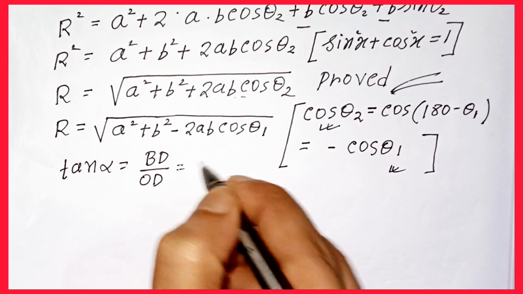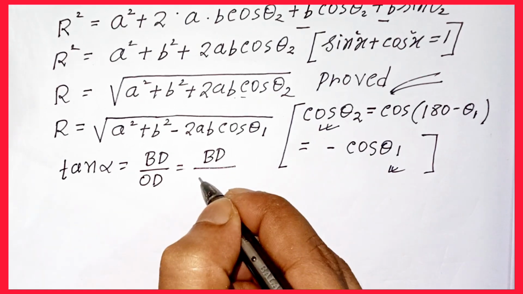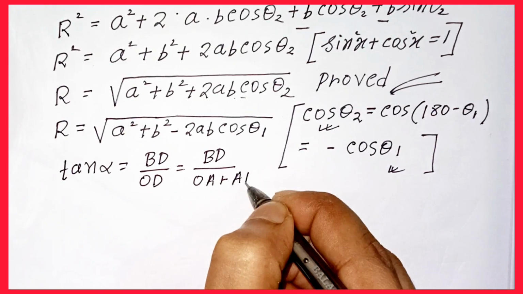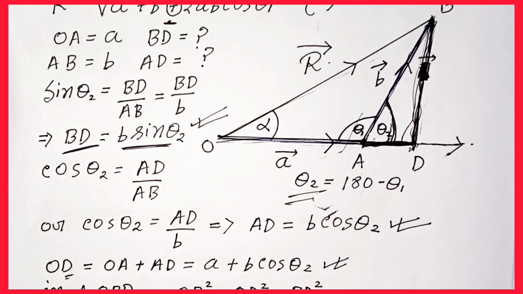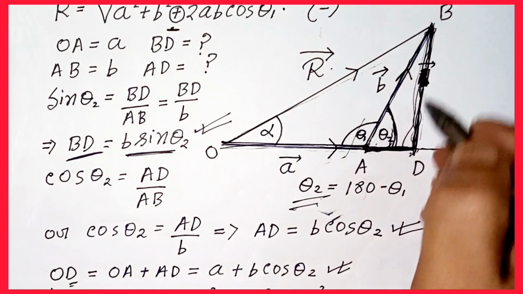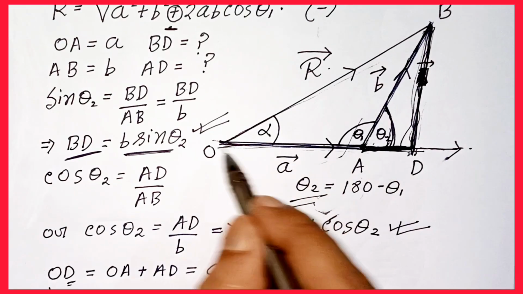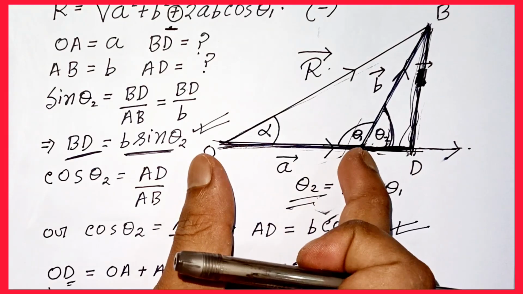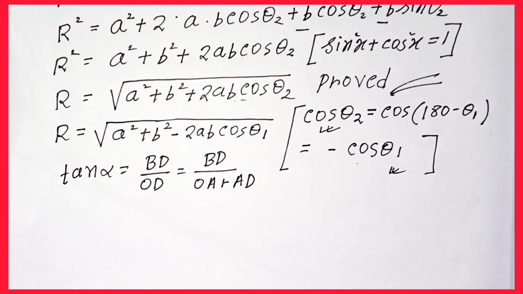Value of BD is what? Value of BD, we already found at first. OD means OD here has two parts, OA plus AD. You forgot this, I think. Wait, I will show you. Where is OD? First this is height anyway. OD equal to two parts, OA plus AD. Okay, this part and this part. So you can write OD equal to OA plus AD.